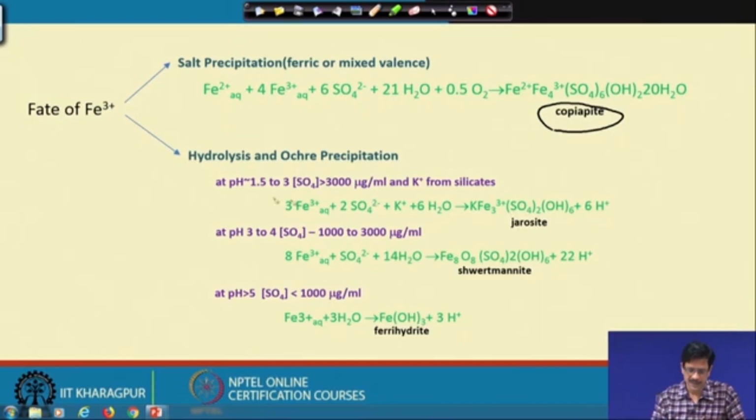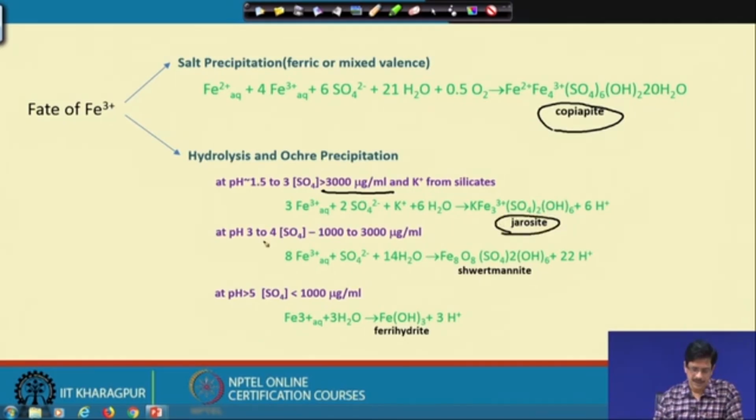Depending on the sulphate concentration, if the sulphate concentration is more than 3000 microgram per milliliter, and if there is some availability of potassium ion from the silicates in the surrounding rock, then it forms jarosite. The essential condition for formation of jarosite is that pH should be very low, almost about 1.5 to 3, and under such a very low pH with availability of potassium from these common rocks, it forms jarosite.